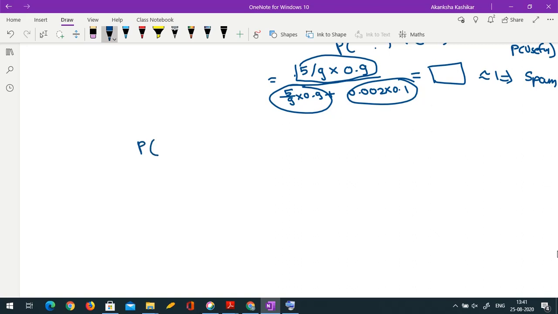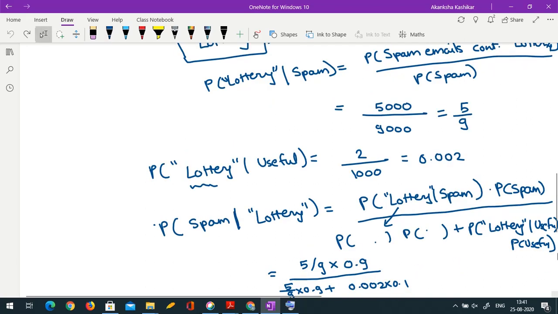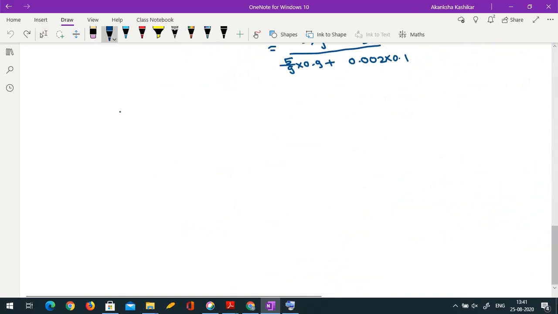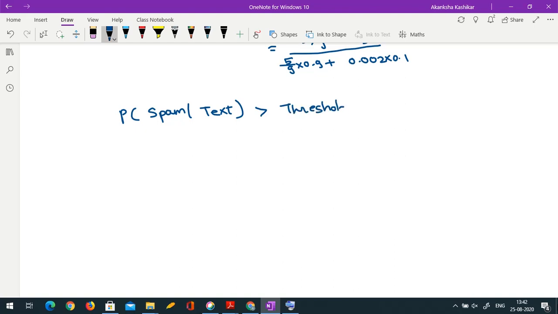So if the probability of an email being spam given its text, here we focused only on one word, but of course we can use many such phrases and improve our estimate further, is greater than a certain threshold, then we would categorize it as spam, and if this probability is less than a certain threshold, then we would categorize it as useful. So this becomes what is known as a Bayes classifier.